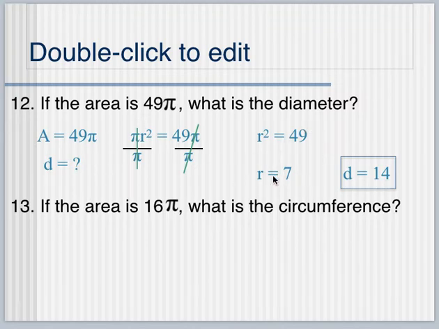Whenever you think you're done solving a problem, go back and check what you're trying to solve for. Oh, they want diameter this time, not radius. So whatever you got for radius, because that's half of diameter, you'd double it. You'd times it by 2 to get the diameter. Pause the video and try 13 on your own.